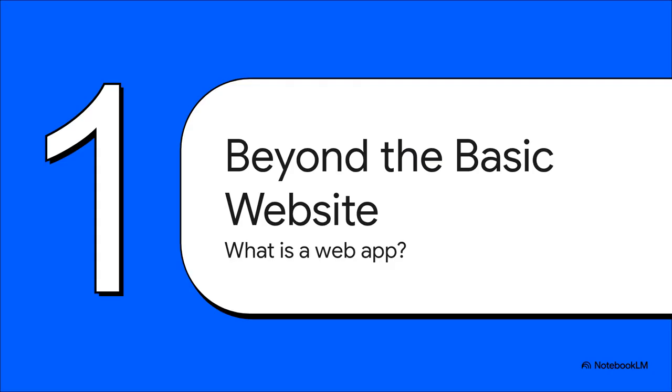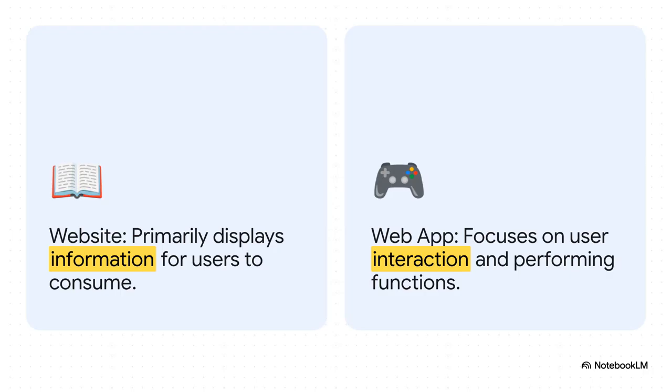What is it that actually separates a plain old website from a really powerful web app? Here's the core difference. A traditional website, it's kind of like a digital brochure. It's there to show you information, right? You read it, you look at it. A web application, on the other hand, is a tool. It's all about interaction. It's designed for you to do things.